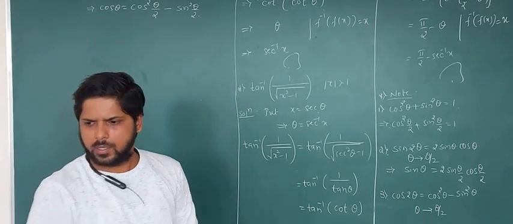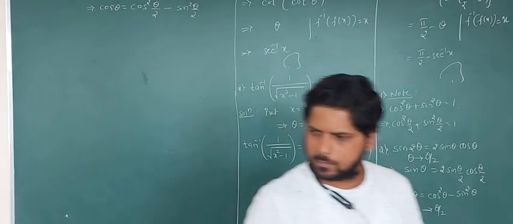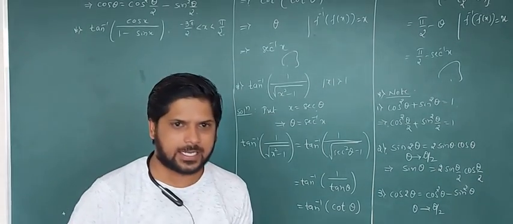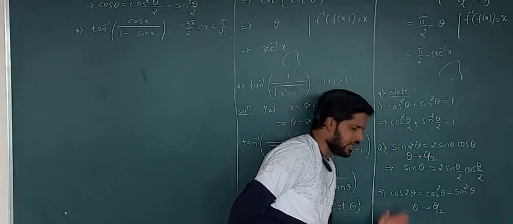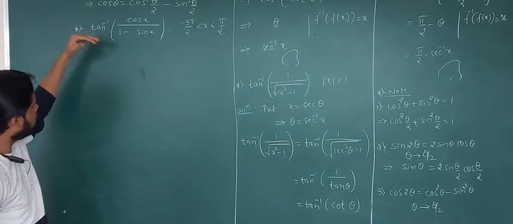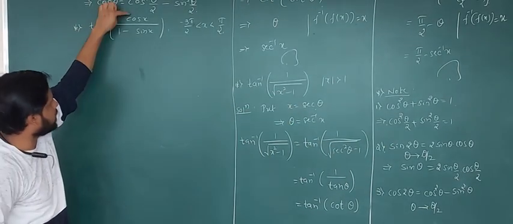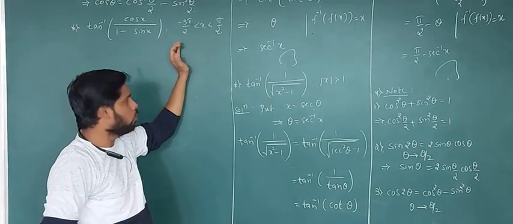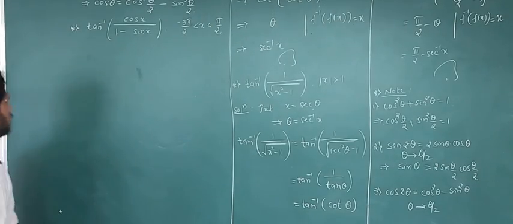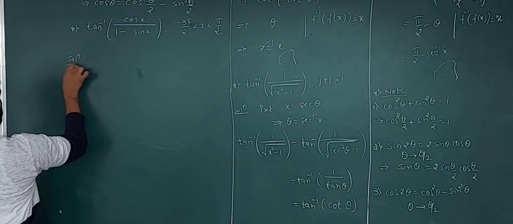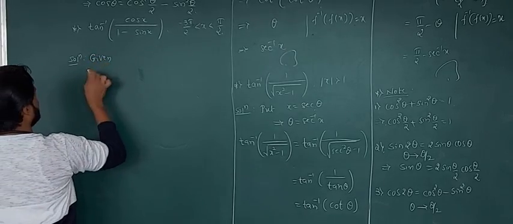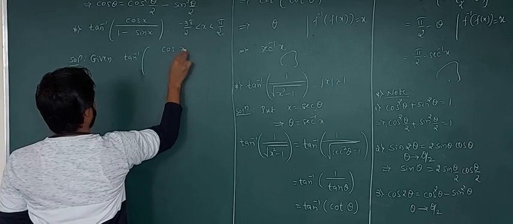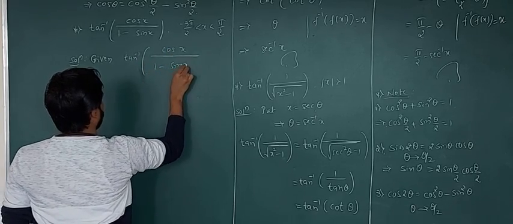So consider the next example. By using these three formulas, we are going to solve this example: tan inverse of cos x divided by 1 minus sin x, where x lies between minus 3 pi by 2 to pi by 2. This is a very important 3-mark question. Solution of this example: tan inverse of cos x divided by 1 minus sin x.